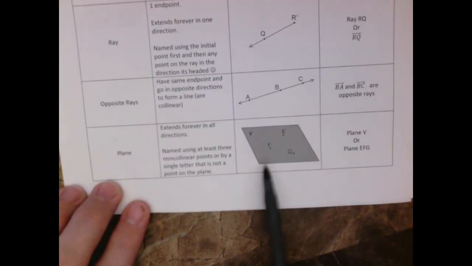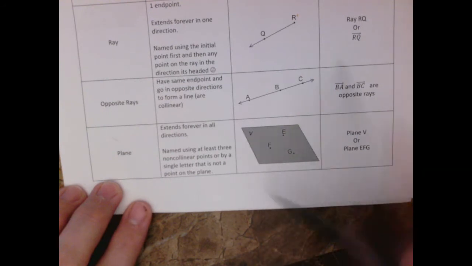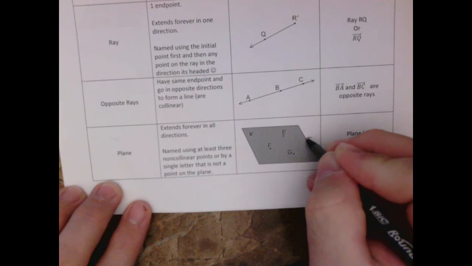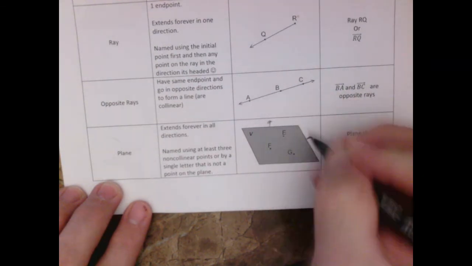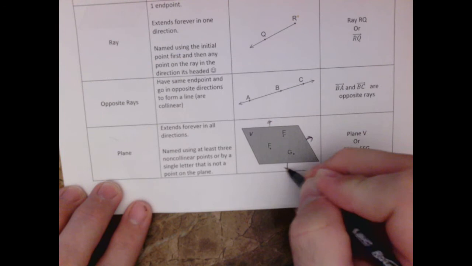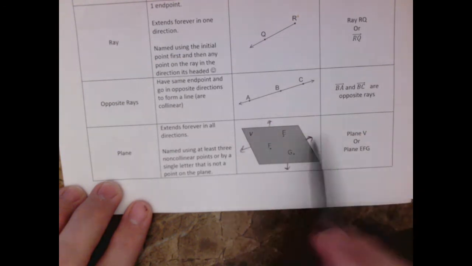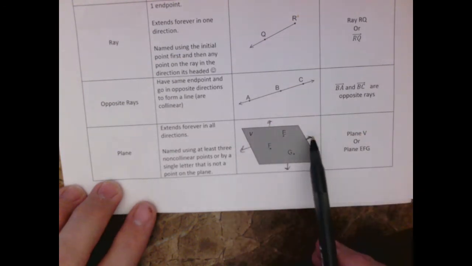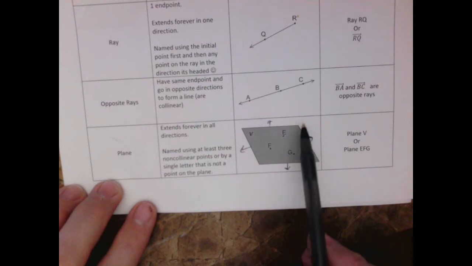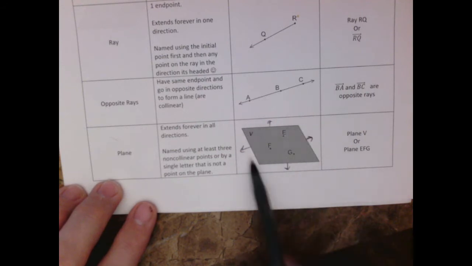Okay, and then lastly for the basics, we have a plane. I know this just looks like a regular parallelogram or something, but it indicates it's still going on forever in all directions here. It's going on forever and ever. Think of a piece of paper that goes on forever. Think of a wall that goes on forever. That's what a plane would be.